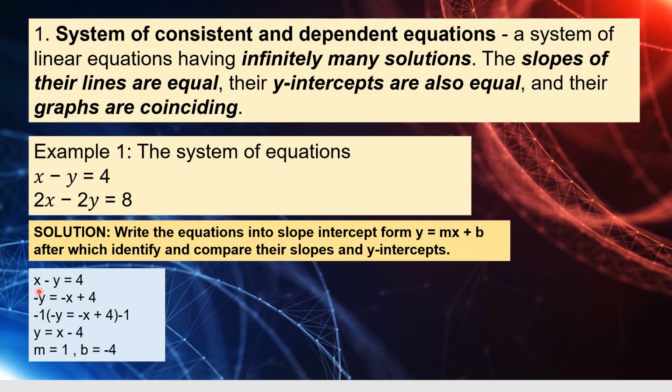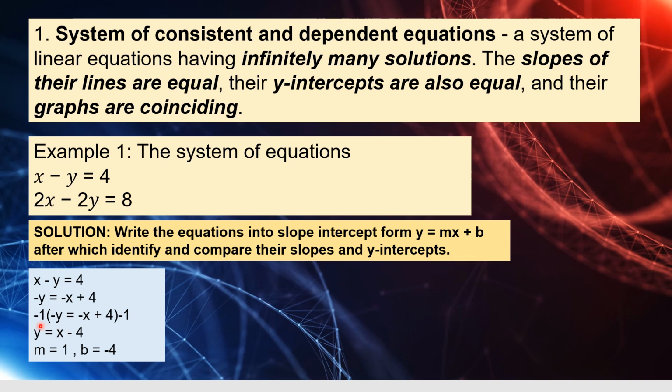So we're writing now x minus y equals 4 into slope-intercept form. We need to transpose positive x to the other side of the equation. So transposing now positive x, it will become negative x. And then just copy positive 4. So we have now negative y equals negative x plus 4. Y must be always positive.